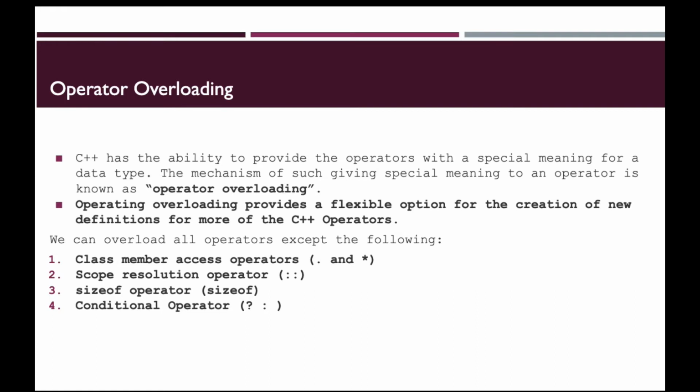In C++ we can overload all the operators except the following. The operators are the class member access operators, just like the dot operator and the star operator. The scope resolution operator is the second one, double colon. The third operator is the sizeof operator. Generally this sizeof operator is used to get the size of any object or data type. The fourth one is the conditional operator, that is question mark and colon. So these are the four operators that we cannot overload, but the remaining operators we can overload. We can give special meaning to those operators.